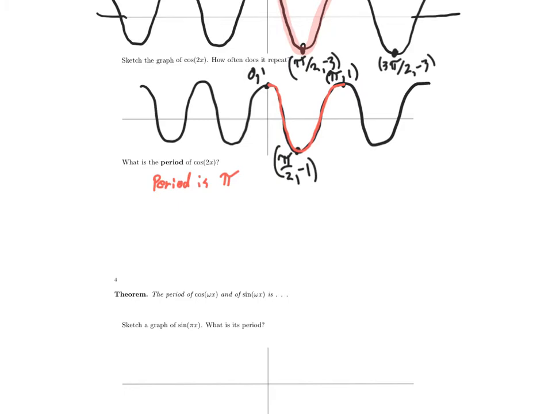I apologize for those voop noises. I will get this shut off.